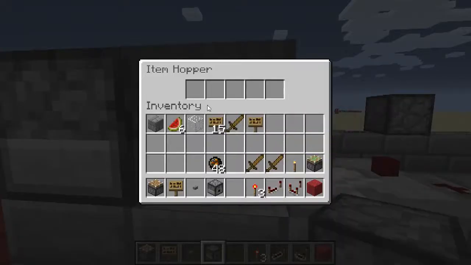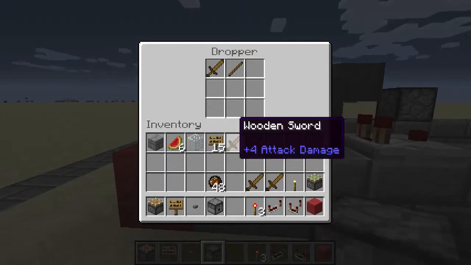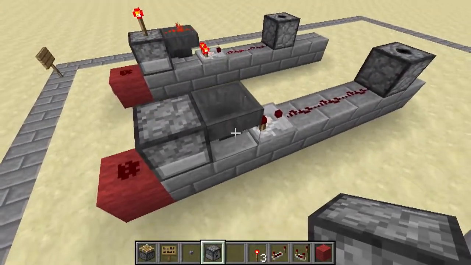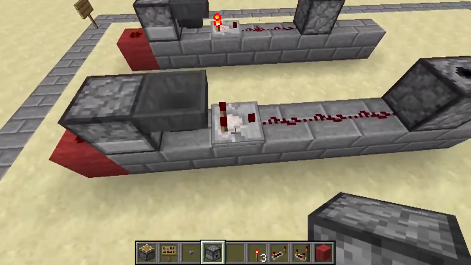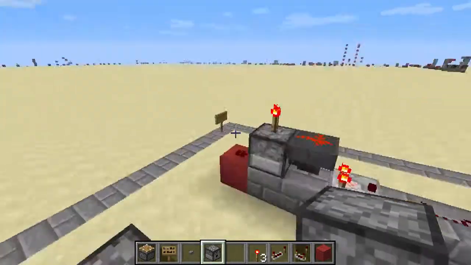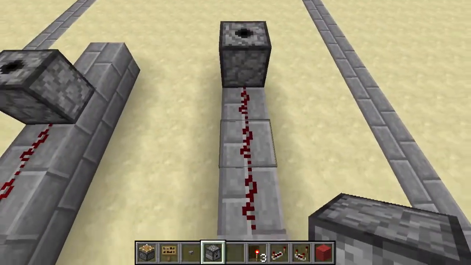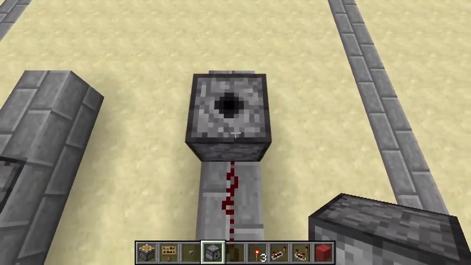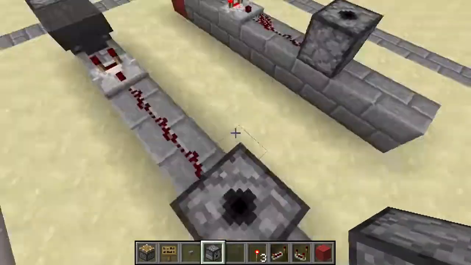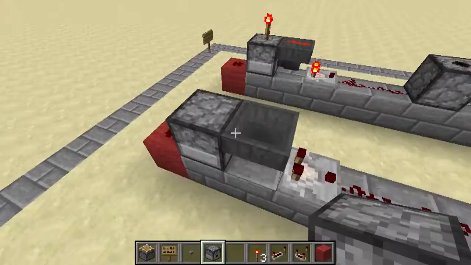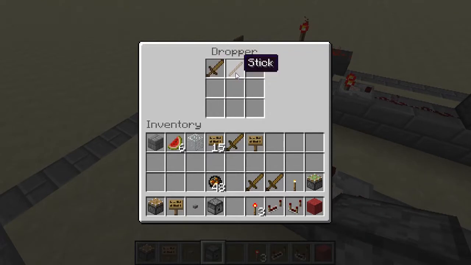Okay, so now what these are is when this button is activated, this activates the dropper, which puts something in the hopper, which then returns it straight back to the dropper. Now for that brief period of time that that item is in the hopper, the comparator can pick that up, as we learnt in the comparator episode, and it gives an output signal. And if that output signal reaches the dispenser, the fire charge will fire. So in here we have a wooden sword and a stick.